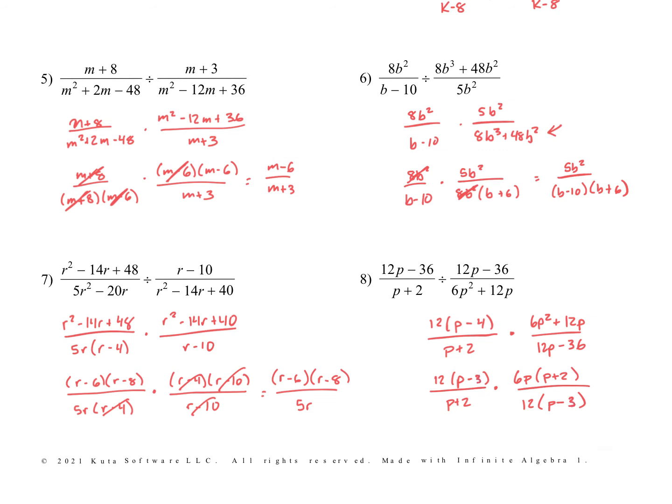All right. Either way, this will completely cancel with the bottom. P plus 2 will simplify, and therefore the only thing I'm left with in my numerator, or at all, is my 6p.